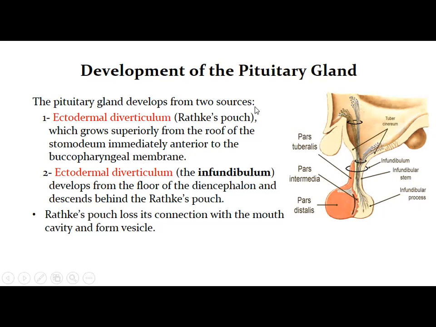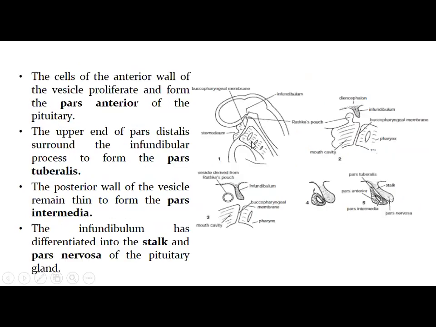The ectodermal diverticulum, or Rathke's pouch, grows superiorly from the roof of the stomatodeum. Stomatodeum means developing mouth, immediately anterior to the buccopharyngeal membrane. If you see here, this is the developing embryo. This is the brain part, and here is the mouth developing. This is a very early stage of development of the embryo. This mouth part is called the stomatodeum. And the gastrointestinal tract, the esophagus, and the mouth are separated by a membrane here called the buccopharyngeal membrane. Still, they are not connected. There is a membrane there.